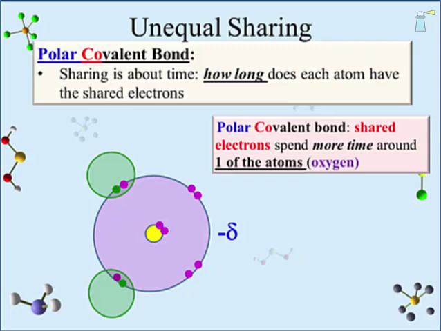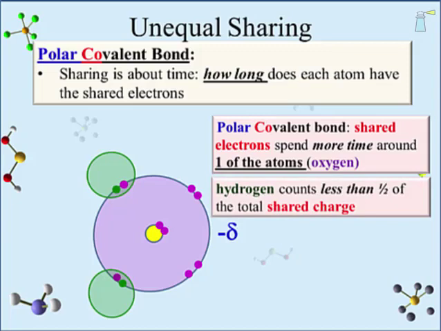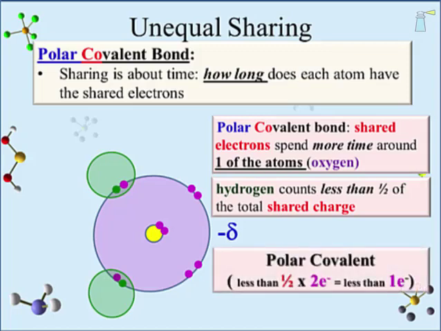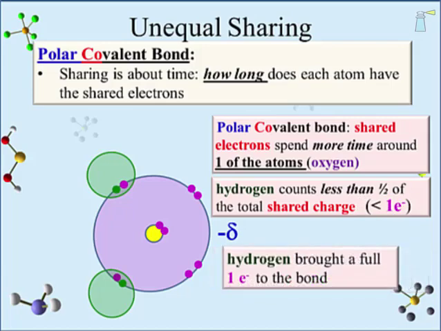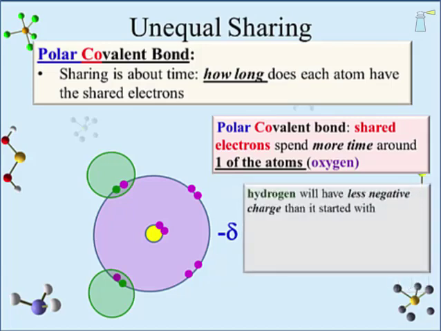We're not done though. In the polar bond, hydrogen counts less than half of the total shared charge. Less than half times 2 shared electrons is less than 1 electron. The less than sign can be used to show that. Importantly, hydrogen brought a full electron to the bond, but in bonding with the more electronegative oxygen, it shares less than that 1 full electron.